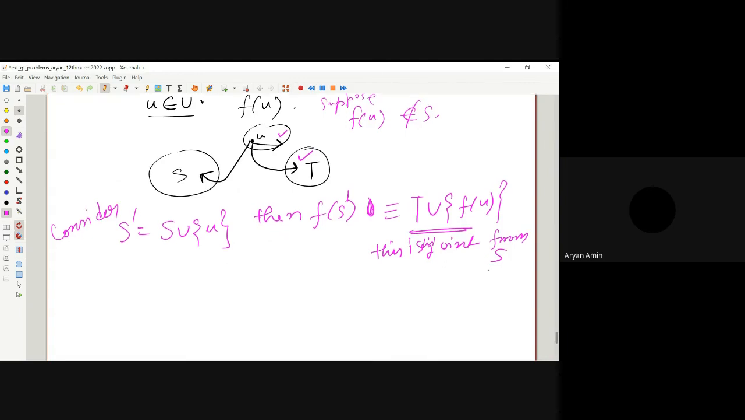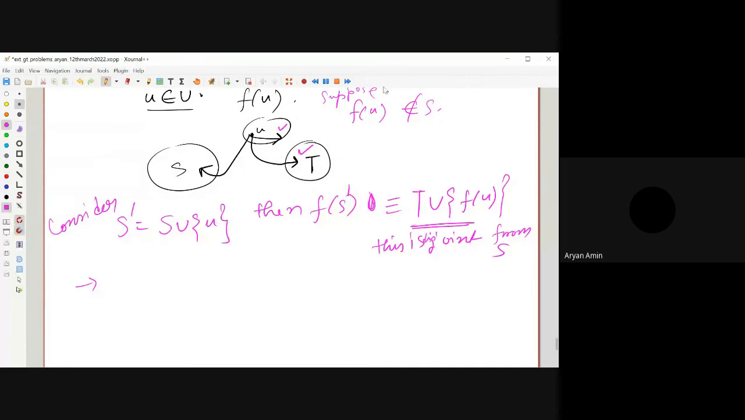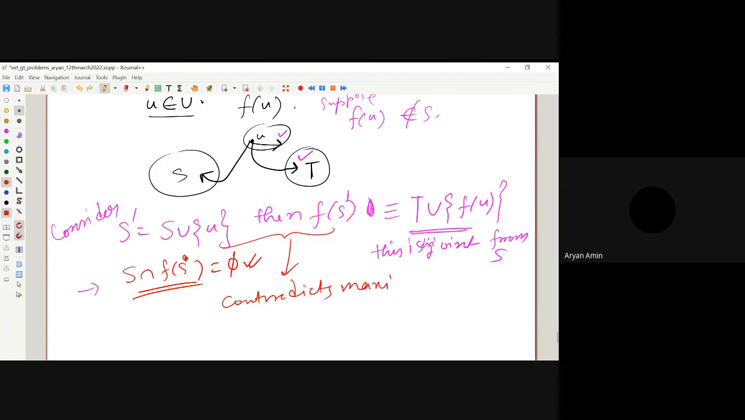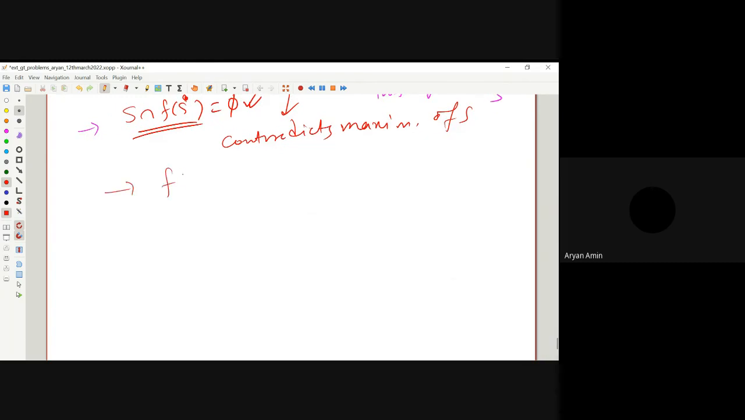Right. So what we found is, if you have a u belonging to U such that its image is not inside this set S, then you can increase the size of S. You can just add that element to S and still keep this condition true, and increase the size of S. So this contradicts maximality of S. Right. So what does that mean? Basically, we came to the conclusion that f(u) belongs to S for all u belonging to U.